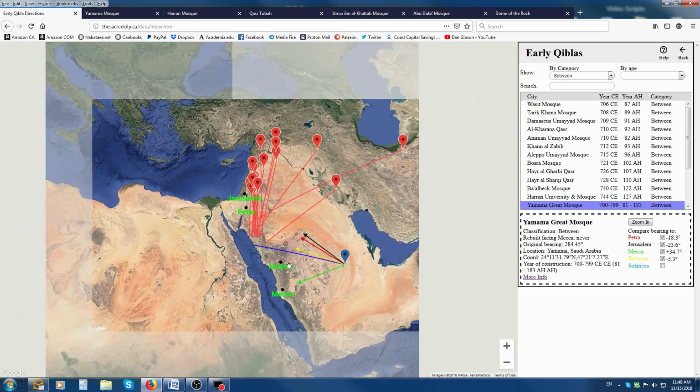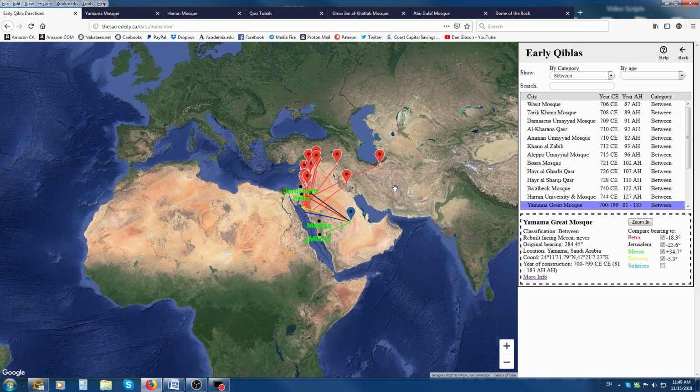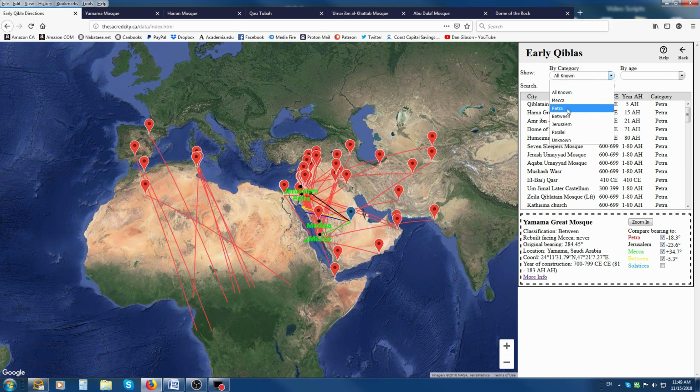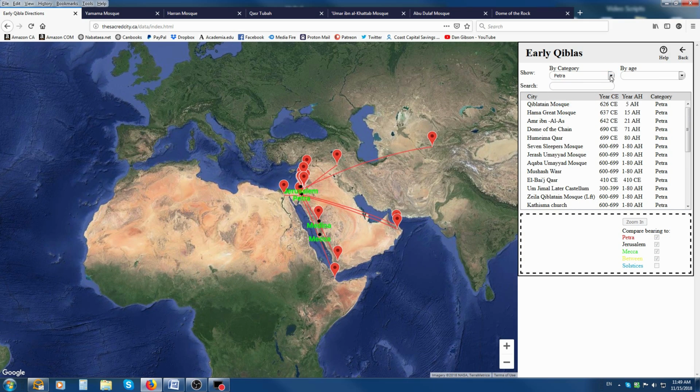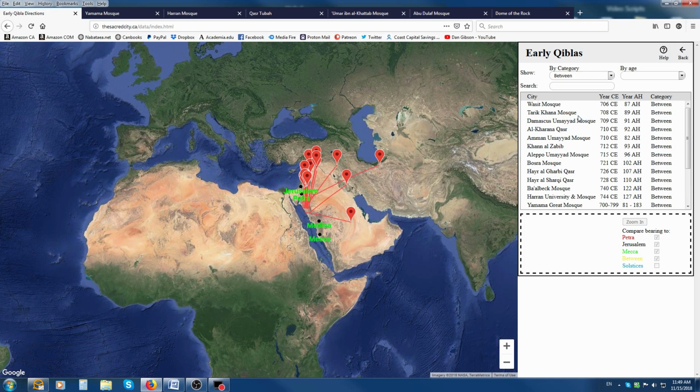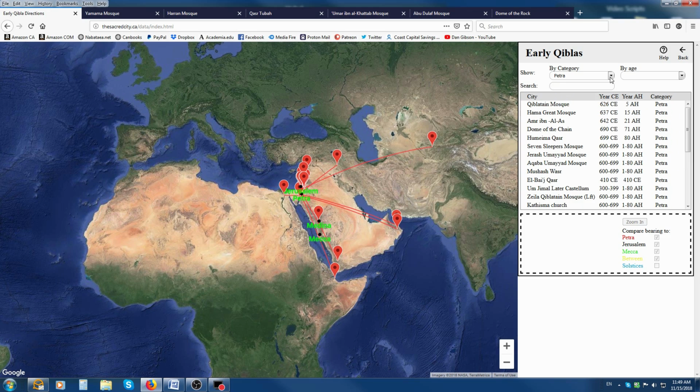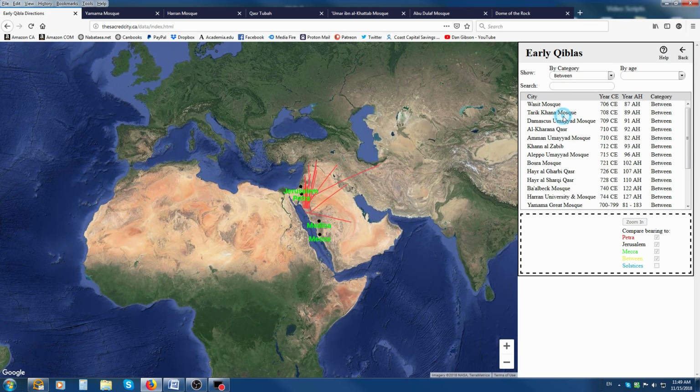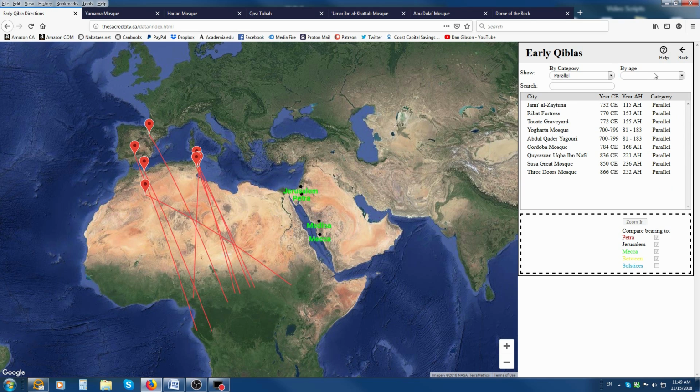I hope you can see that the pattern is here. Let me go back and show you. There's the Petra mosques. There you can see the pattern. There's a few later that point to Mecca, but there's the between mosques. So first of all in history we have the Petra mosques. Overlaps a little bit, but there's some between mosques that are here. Overlaps a little bit by the parallel mosques that come out here and so forth.